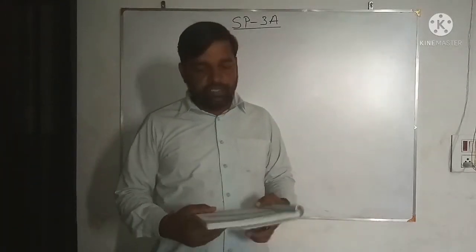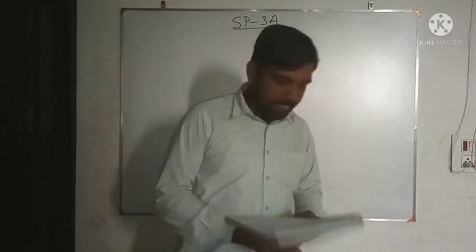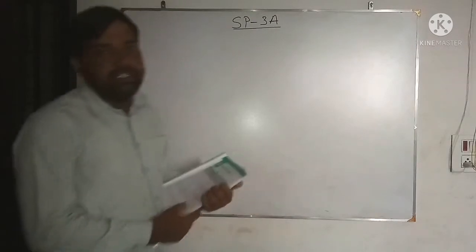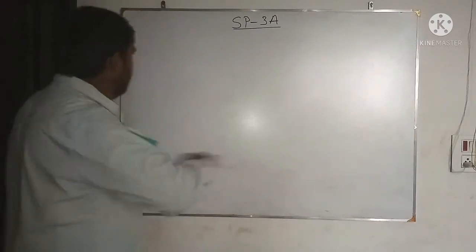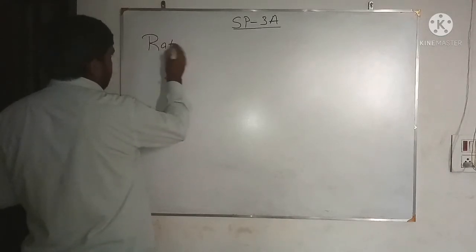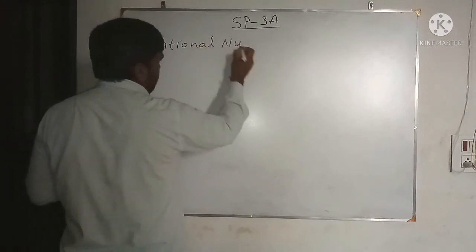So today we will start a new exercise, self practice 3, that is the rational number. Now see what is the rational number. A number which can be expressed in the form of p by q. What is a rational number?